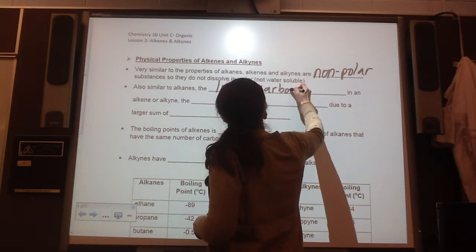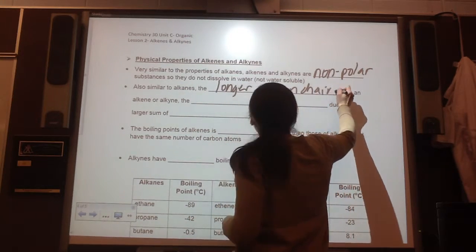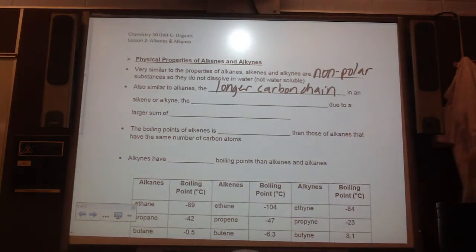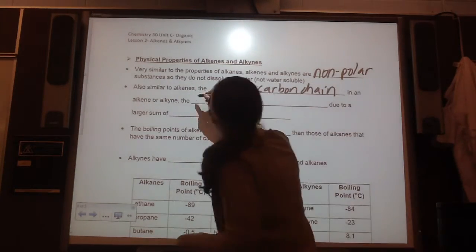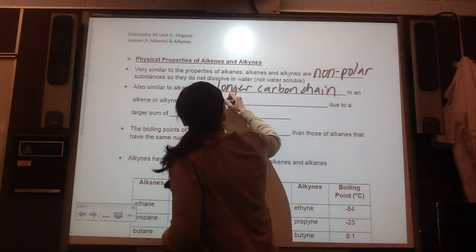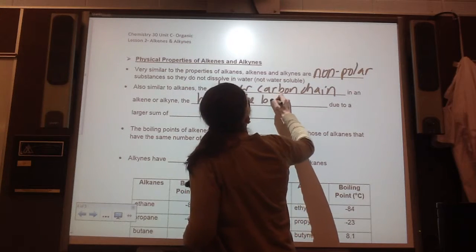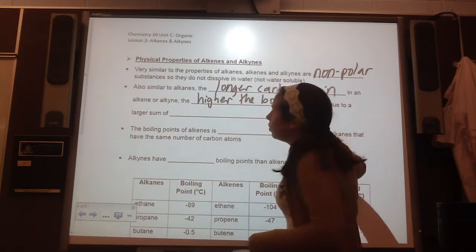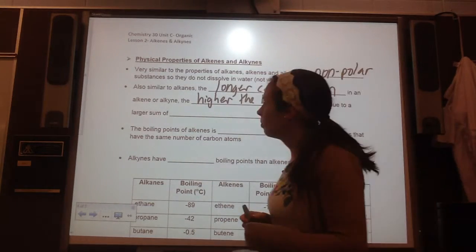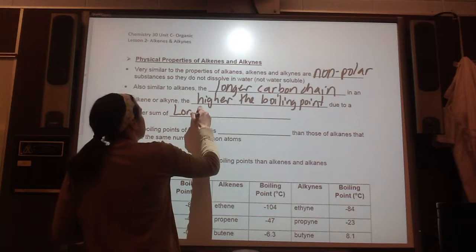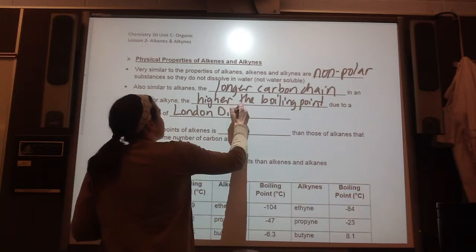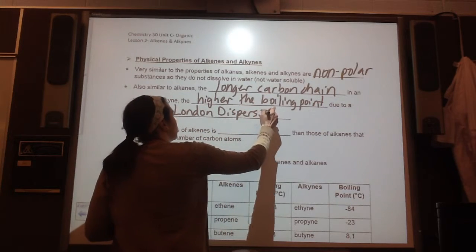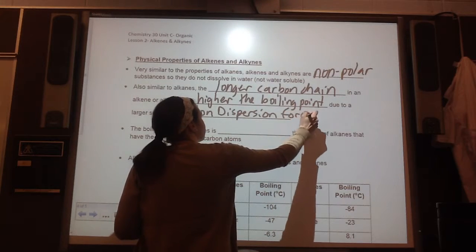carbon chain in an alkene or an alkyne, the higher the boiling point, due to a larger sum of London dispersion forces.